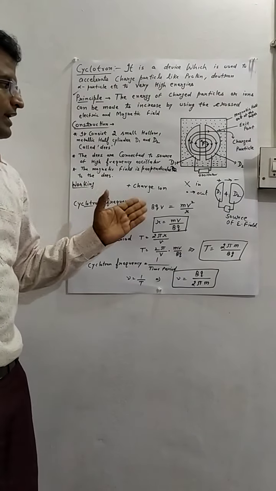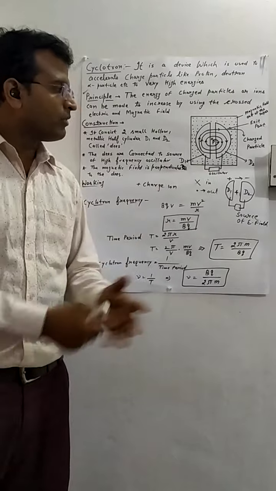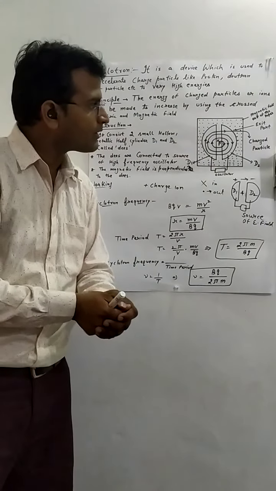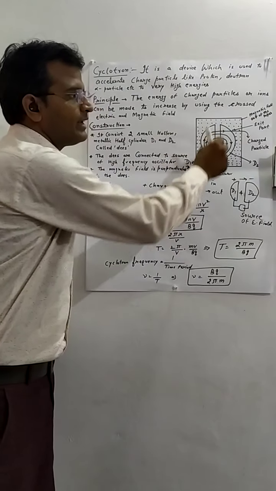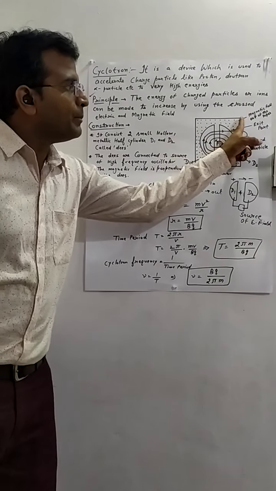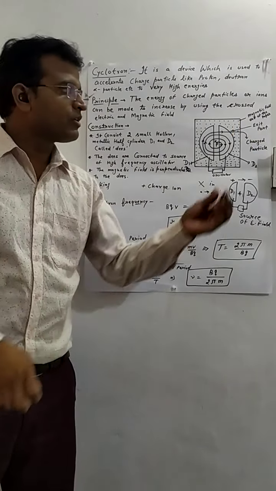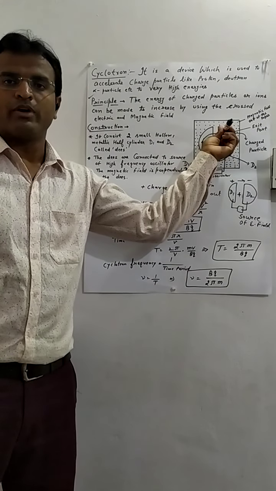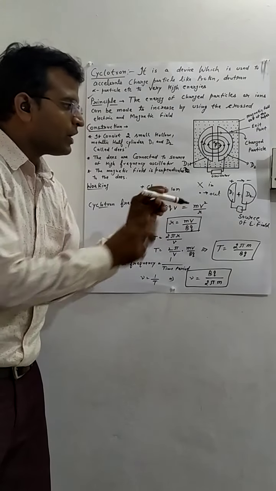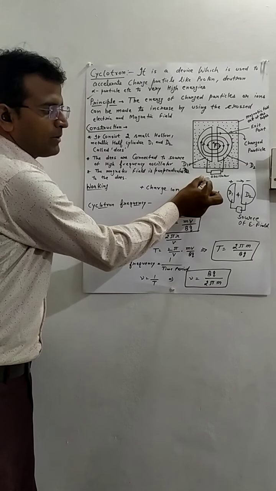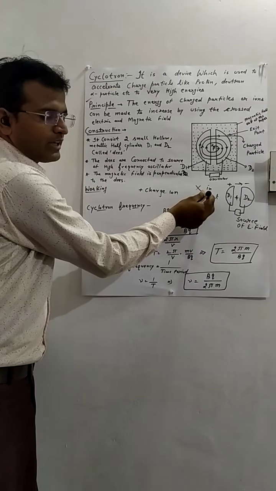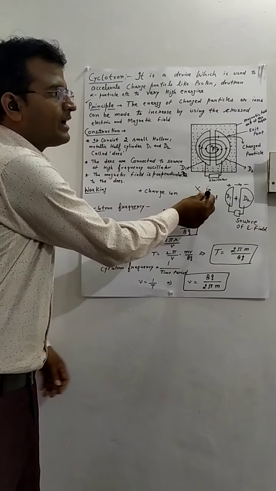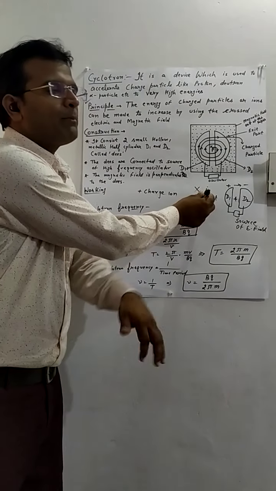Next, the magnetic field. Where the magnetic field is present, the dot sign indicates a magnetic field which is out of the paper. A cross sign indicates into the paper. The dot sign indicates that the magnetic field is out of the plane.